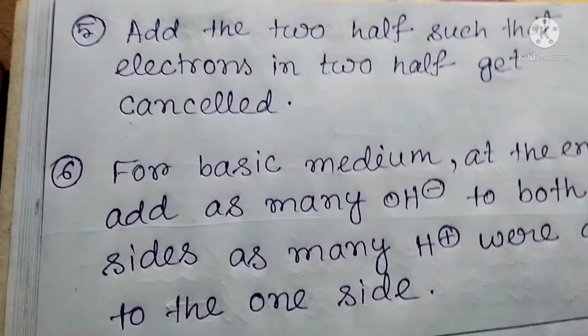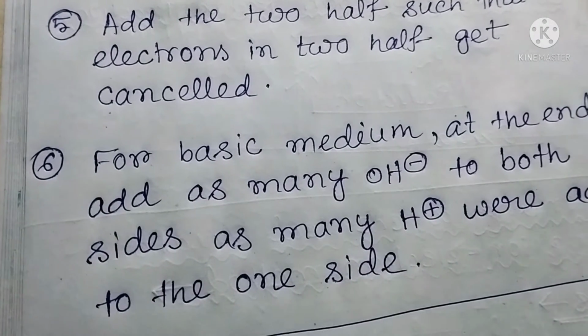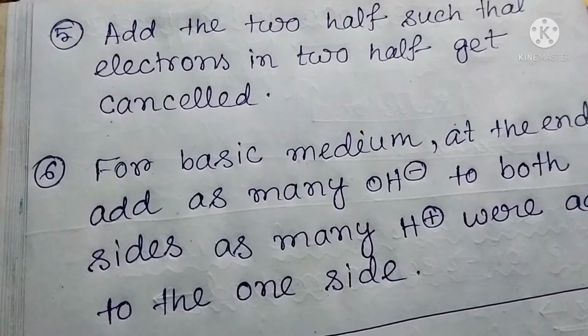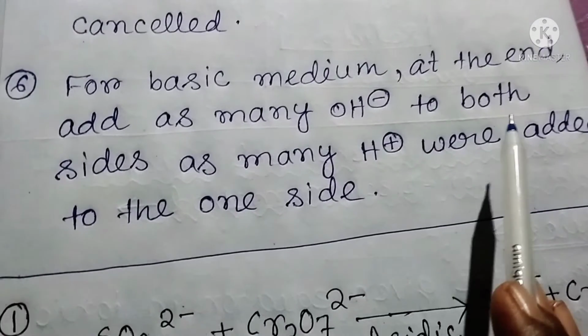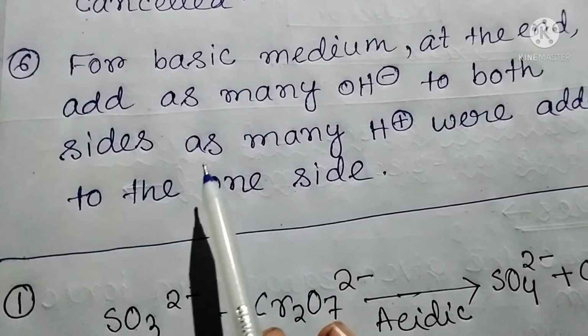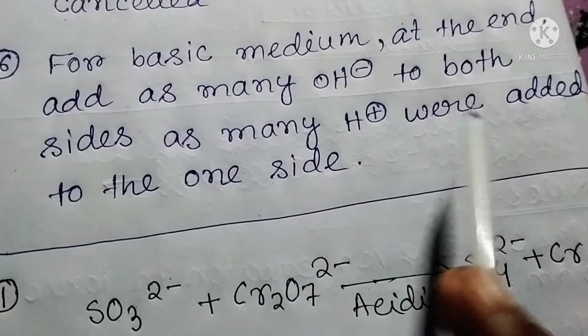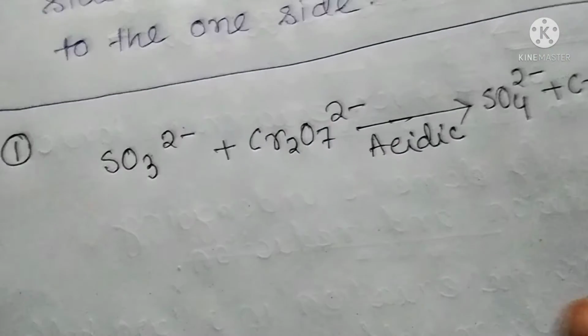Now next is to add the two halves such that the electrons in the two halves get cancelled. And the last rule is for basic medium: at the end, add as many OH- to both sides as many H+ are added to one side. So let's see one example and it will be clear.